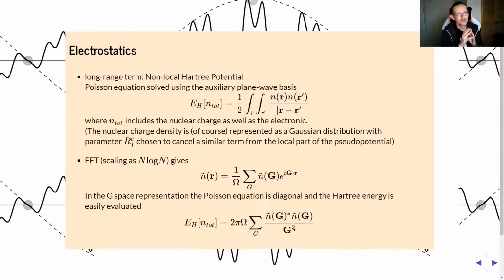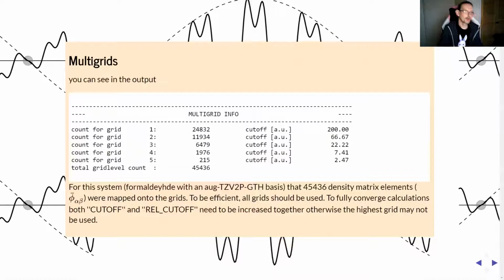So those ingredients, the analytical representation of the pseudo potential and the kinetic energy, plus the plane wave like representation of the exchange correlation and the Hartree potential, give us this linear scaling build of the Kohn-Sham matrix.